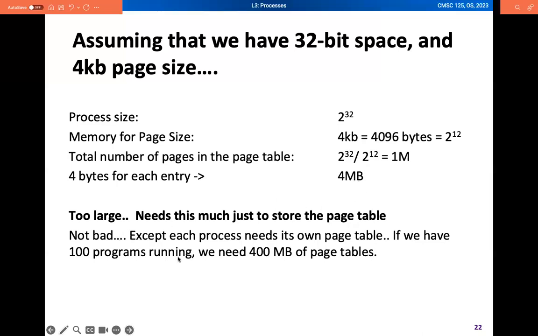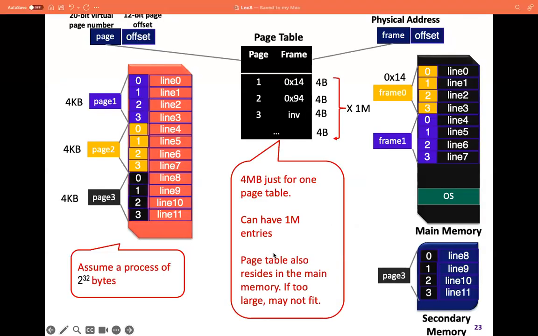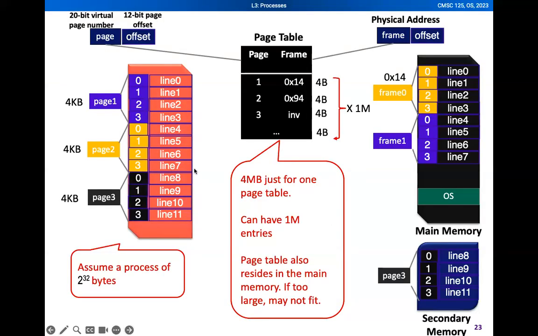It is not bad, except that each process needs its own page table. So if we have 100 programs running, that means that we are going to need 400 megabytes of page tables. So this is how it's illustrated.